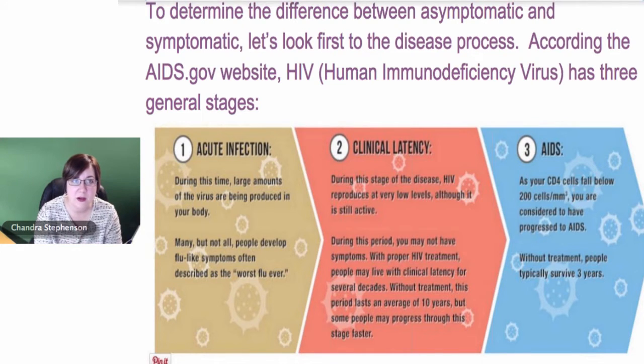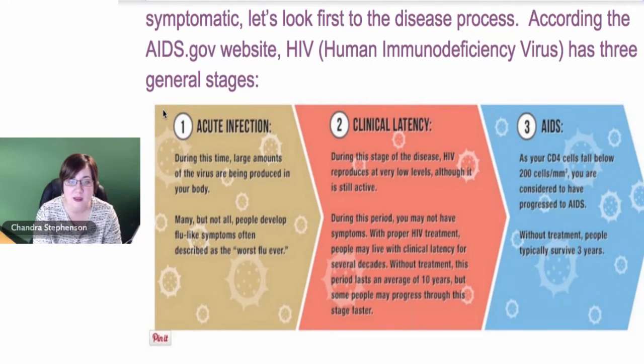Then they fall into a period of what we call clinical latency. That means that the virus is just there, doing its thing, replicating, not making them sick, but continuing to spread throughout their bloodstream. It's reproducing at a lower level than that initial stage, but it's still considered active infection. Both of these, we're still talking about an asymptomatic patient. They have not yet had a symptom related to their HIV.